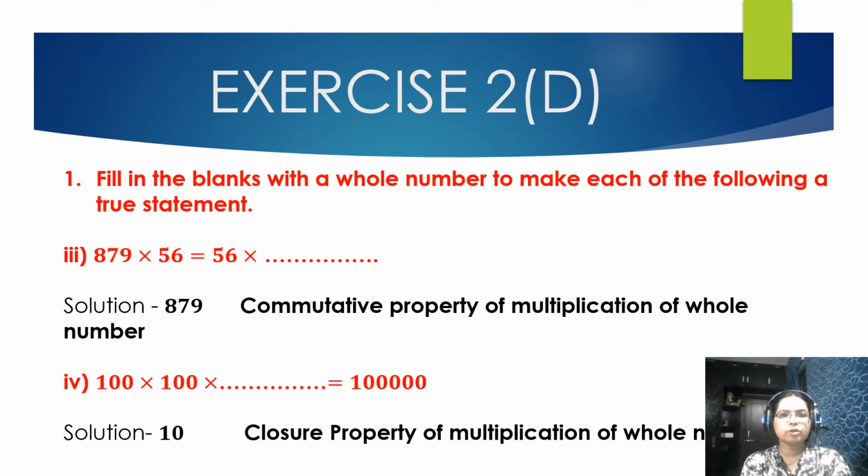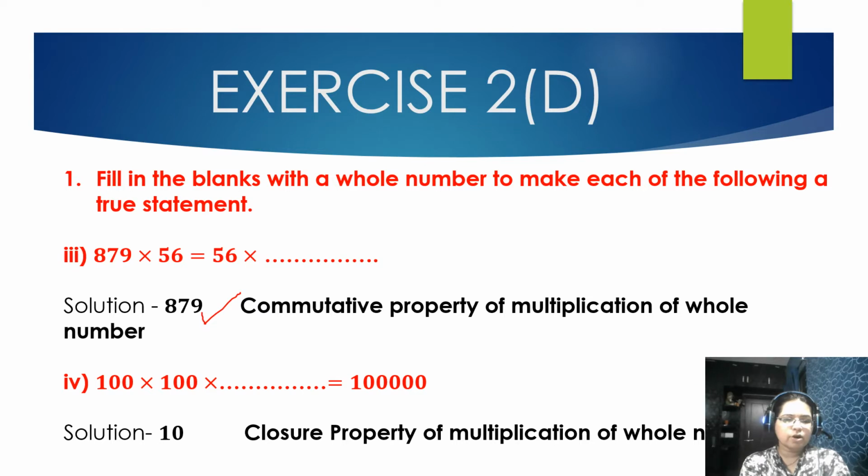Now we will solve the third bit, which is 879 multiplied by 56 equals 56 multiplied by dash. On the left hand side 879 is present, and on the right hand side 879 is missing. So we have to write down 879 on the right hand side. 879 multiplied by 56 equals 56 multiplied by 879. We write 879 in the blank, and this is the commutative property of multiplication of whole numbers.